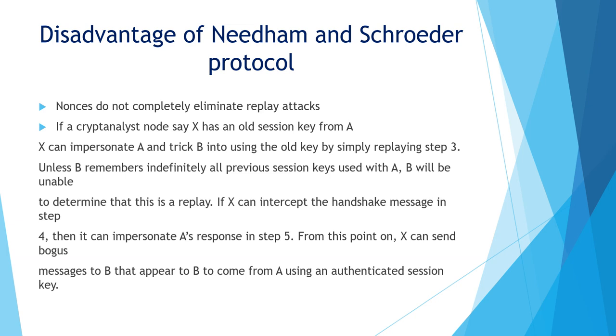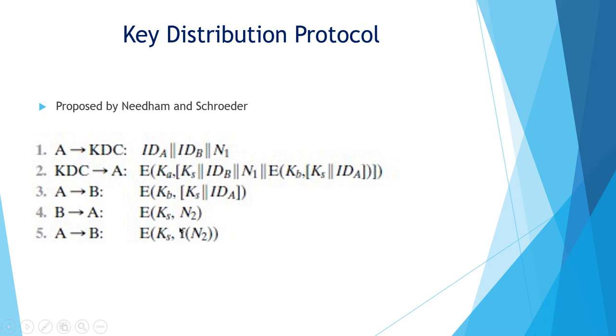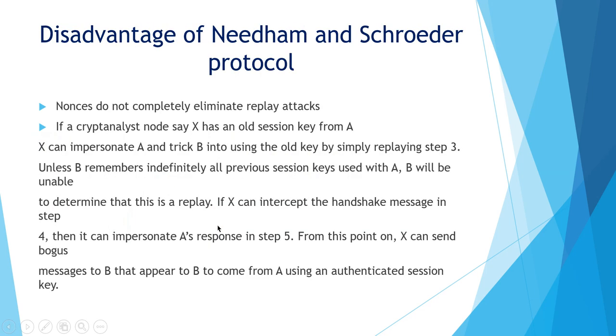So if X can intercept the handshake message in step 4, and that handshake message can be replayed by X, then it can impersonate A's response in step 5, the last step of the protocol. And from that point onwards, it can send bogus messages to B.